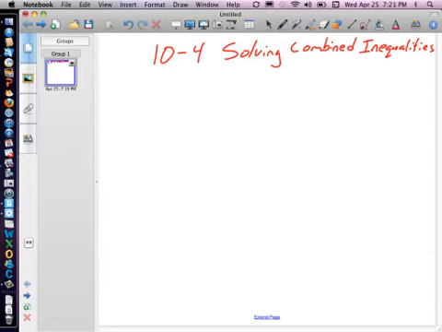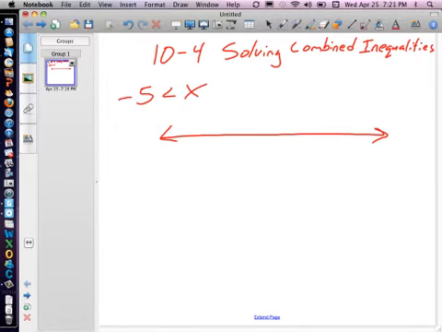We're going to start with a couple of regular inequalities that we're going to graph. So let's see. I can graph something like negative 5 is less than x. And that would look like, let's see, negative 5 and 0 somewhere over here. And negative 5 is less than x. So x is greater than negative 5, and that would look like this. And it would shade all the way up this direction.